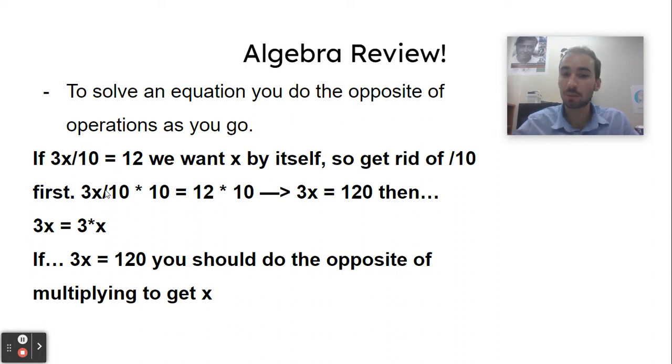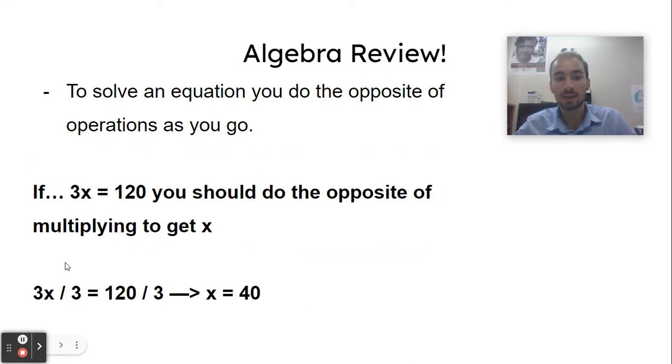The idea is if you want something by itself, you have to do the opposite. So now we have 3x equals 120. Now you have to do the opposite of multiplying by 3. The opposite of multiplying by 3 is dividing by 3. So 3x divided by 3 leaves you x, and 120 divided by 3 is 40. So that is the answer. That's how you do algebra in a simple way. You do the opposite operation.